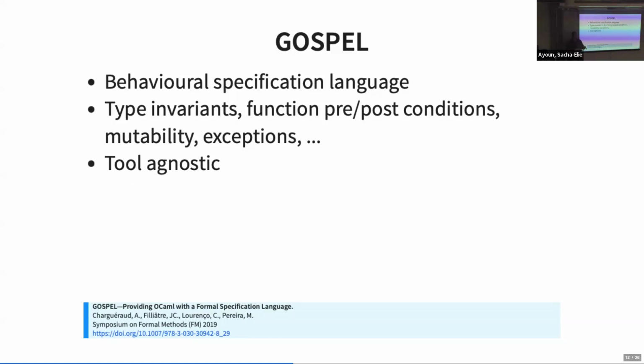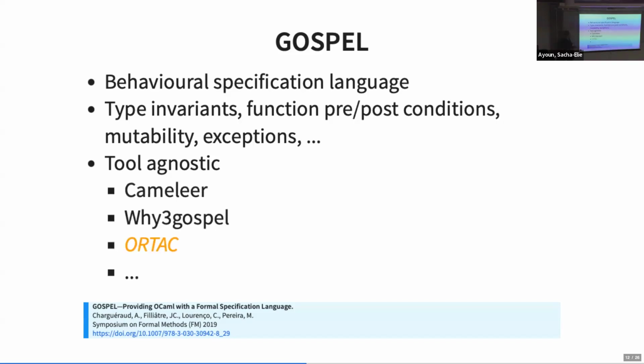And Gospel itself is completely tool agnostic. So similarly to ACSL and C, for example, these are just comments that you put in your code. The compiler is completely oblivious to what the Gospel annotations are, but you can then provide tools that actually work with these annotations. And by now, there's a couple of them. The one that I'm going to talk about today is ORTAC, because that's the one that I worked on while I was working at Talides.